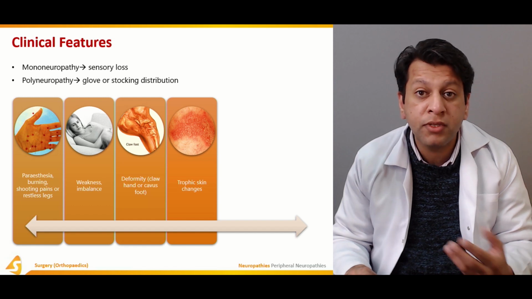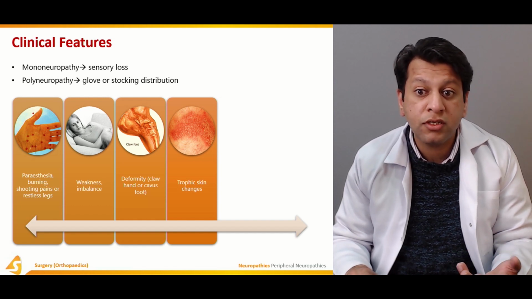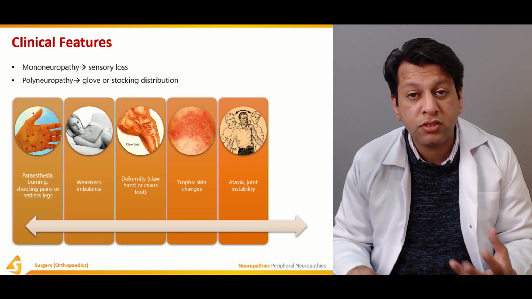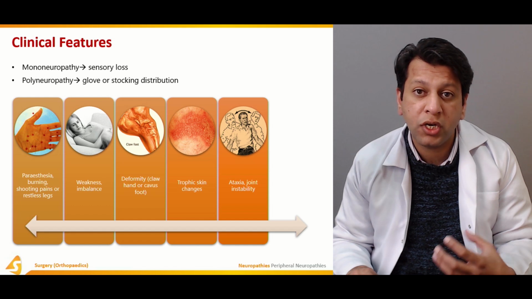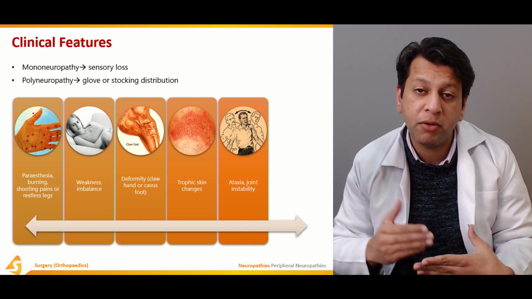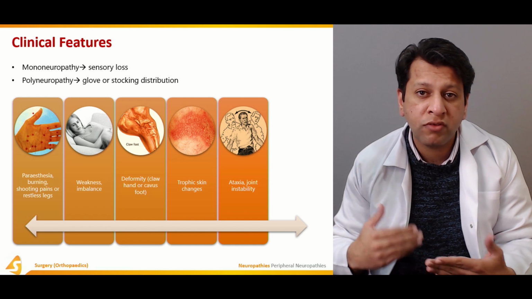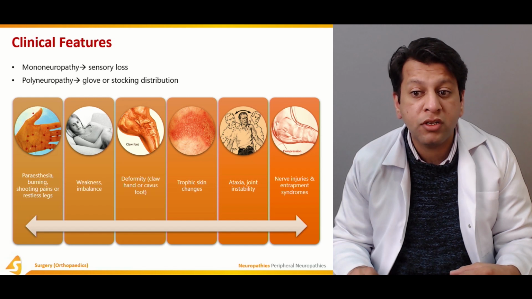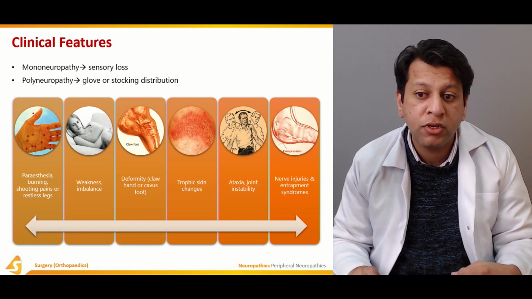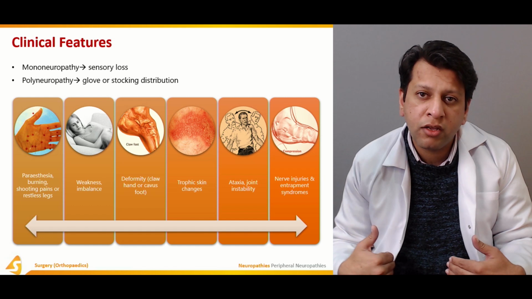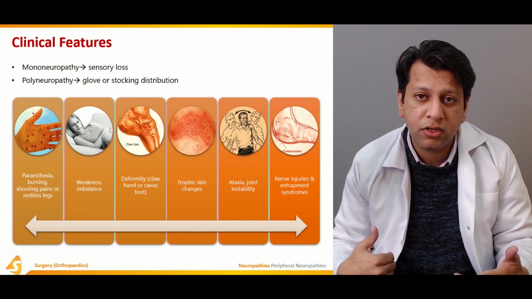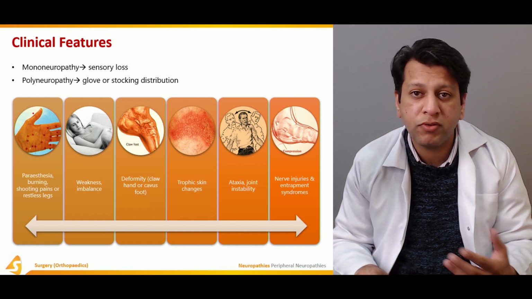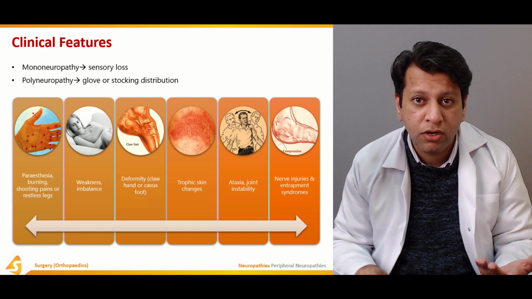Other features include skin changes, including trophic skin changes. There may be ataxia and joint instability, because sensation is lost and the proprioception of joint movement is lost, so proper feedback is not going back to the brain. There may be abnormal movements as well. And lastly, nerve injuries which may result in entrapment syndrome. A classical example is if the ulnar nerve gets entrapped around the medial epicondyle, this may result in ulnar nerve injury, or the tarsal tunnel syndrome, in which the nerve gets caught in the tarsal tunnel.